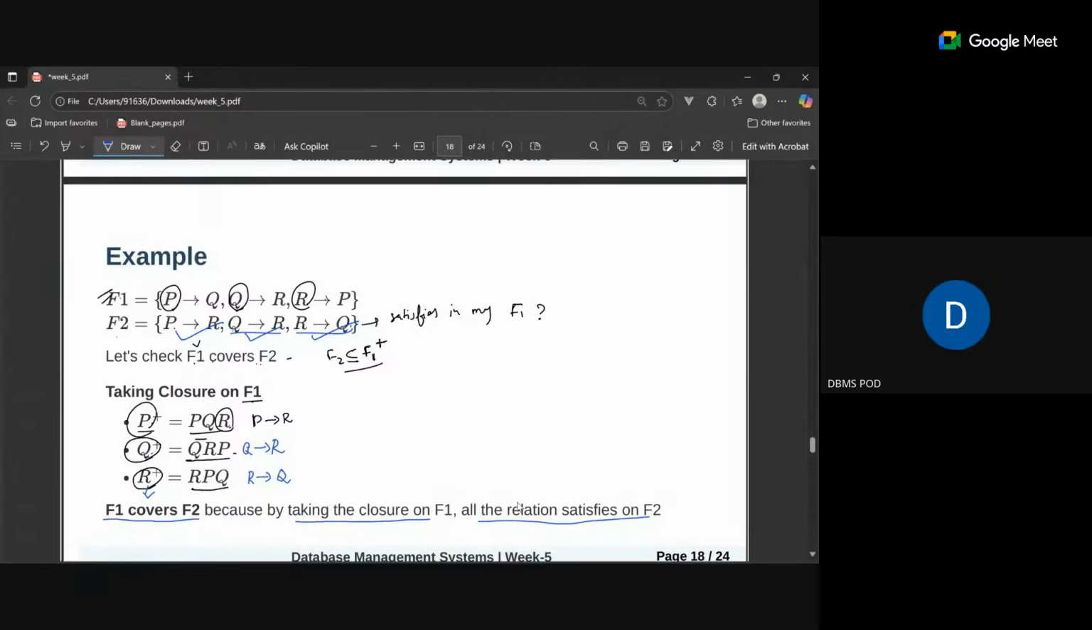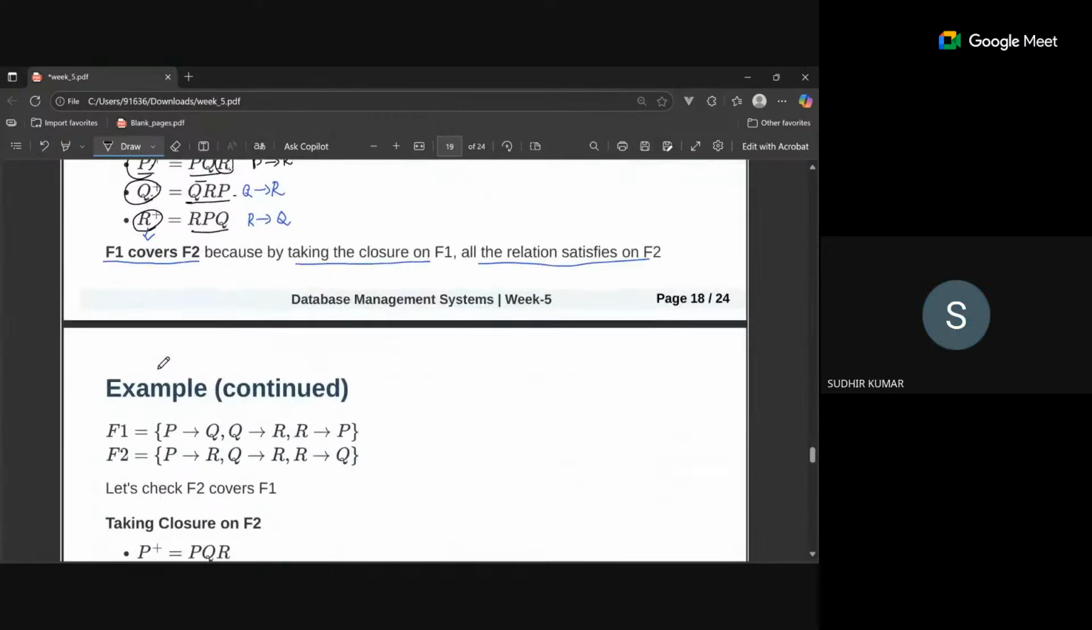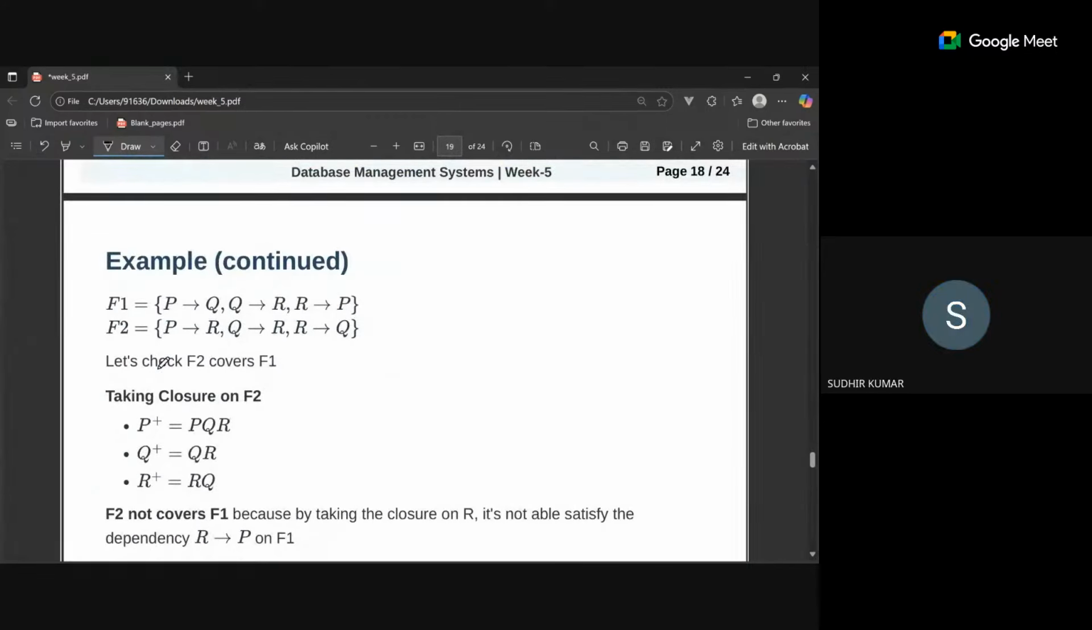Is it clear? So this is true. I'll give another example also where it's not true.